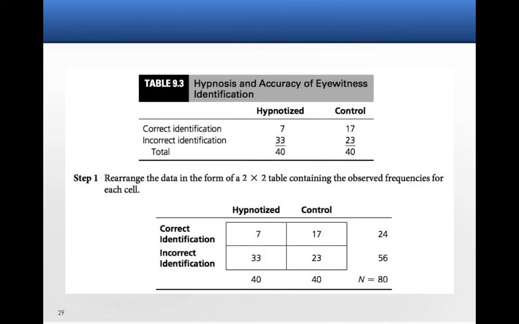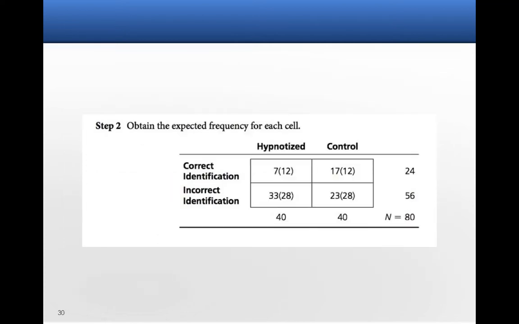So here we've got our table. 7 hypnotized had the correct identification, 17 control did. 33 hypnotized had an incorrect, and 23 control had an incorrect. So we'll make this a 2 by 2 table. Our row total across the top is 24, across the bottom is 56, and our columns are 40 and 40. What we should expect out of that first row, 24, is 12 and 12, and out of the bottom row, 28 and 28.